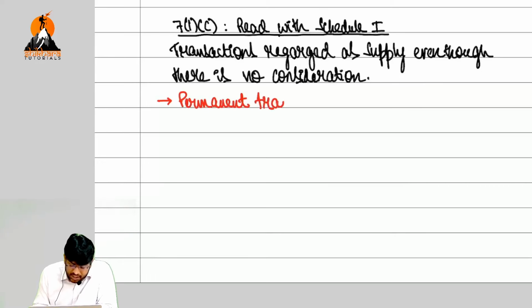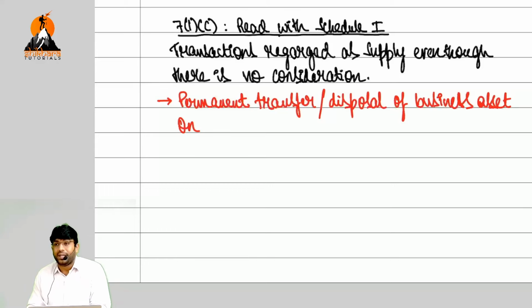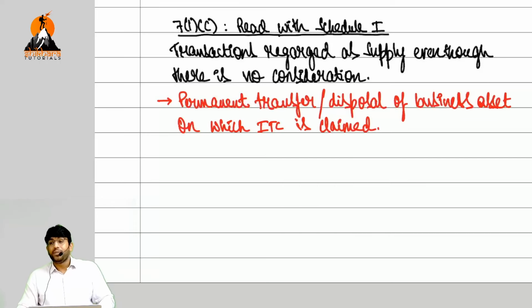First one: permanent transfer or disposal of business asset. One more time I repeat. What is the line I wrote, sir? Permanent transfer or disposal of business asset on which ITC is claimed. Don't write, 2 minutes, please relax. Permanent transfer or disposal of business asset on which ITC is claimed. Listen very clearly, please concentrate carefully.